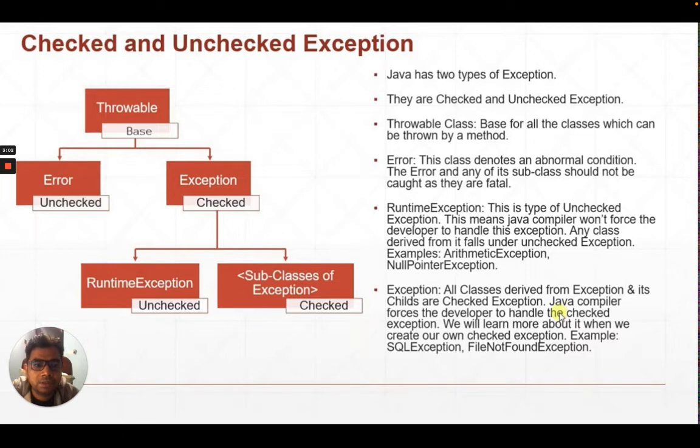Throwable class is the base for all the classes which can be thrown by a method. Error denotes an abnormal condition. The Error and any of its subclasses should not be caught as they are fatal. RuntimeException is a type of unchecked exception, and this means the Java compiler won't force the developer to handle this exception. Any class derived from it falls under unchecked exceptions.